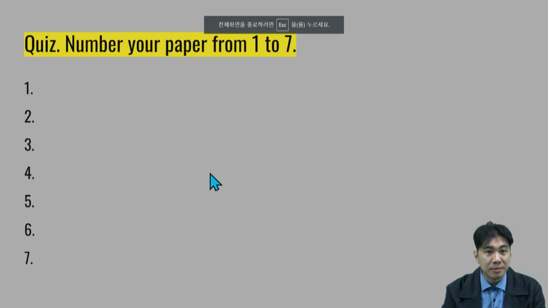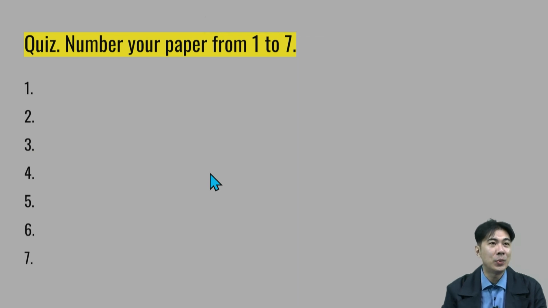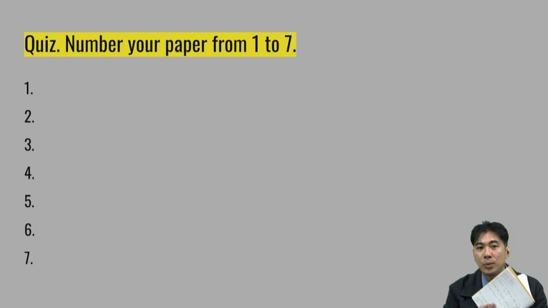Let's do the quiz. Okay, I hope you were taking notes, like I said. If you get the question wrong, it is okay. We are going to go over the information again. Okay, number your paper from 1 to 7. Okay, let's do it now. I will give you 10 seconds to do it. Number your paper 1, 2, 3, 4, 5, 6, 7.